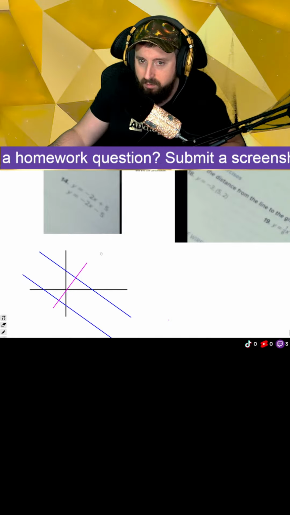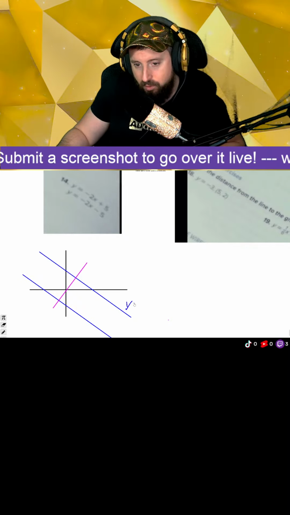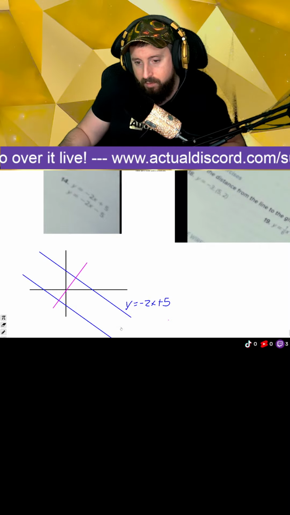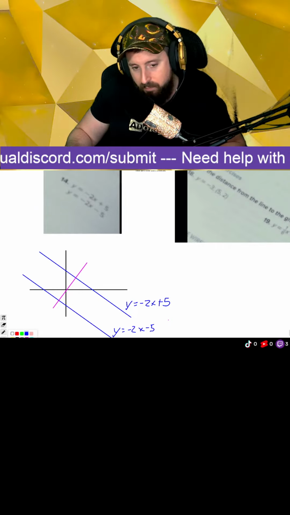The slope is -2x, isn't it? Close. So this one is like -2x + 5, right? This is y is equal to -2x + 5, yeah. Okay, but let's look at this one.